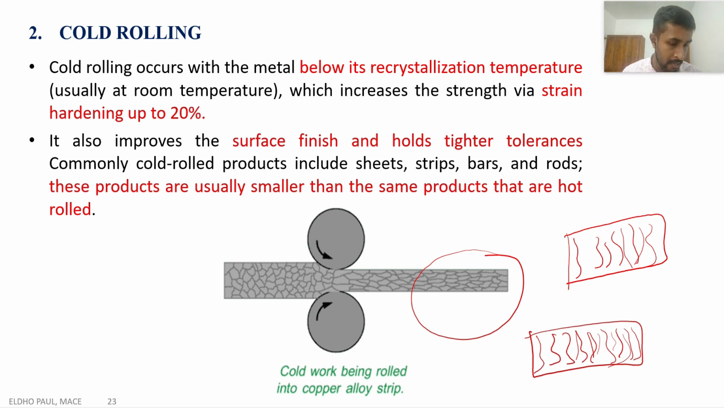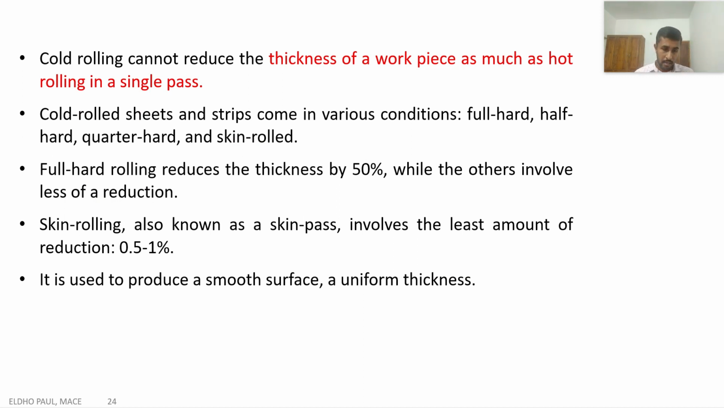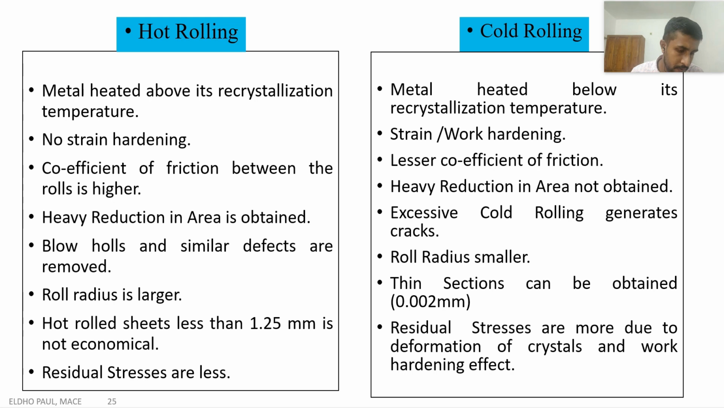So we need a huge amount of force in the cold rolling process, and the cold rolling cannot reduce the thickness of the workpiece as much as hot rolling in a single pass. That is one of the disadvantages of the cold rolling process. So the productivity in cold rolling will be lower, but the strength improvement is very high. Okay. So this is the difference between hot rolling and cold rolling.